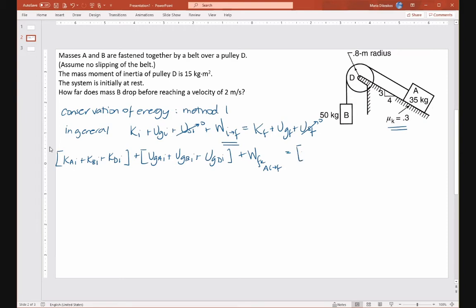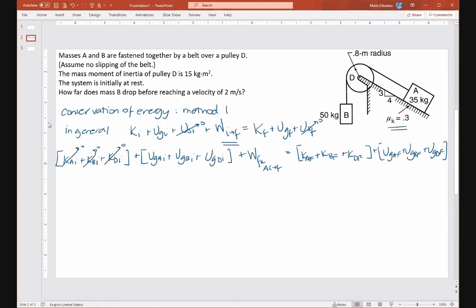Now we're going to look at our kinetic energy of block A final plus kinetic energy of block B final plus kinetic energy of block D final plus gravitational potential energy of A final, gravitational potential energy of B final plus gravitational potential energy of D final. Now we said that the system starts from rest, so these are all 0.